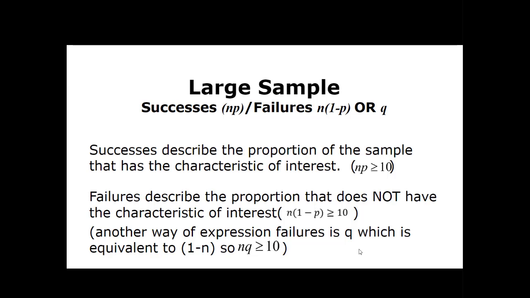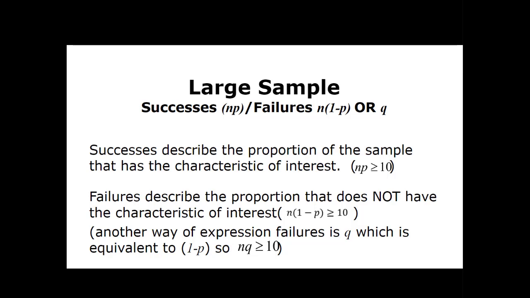What does that mean exactly? When we talk about the successes of the sample, that describes the part of the sample that has the characteristic of interest. We can calculate this by multiplying the sample size times the proportion, and we look to see if that number is greater than or equal to 10.